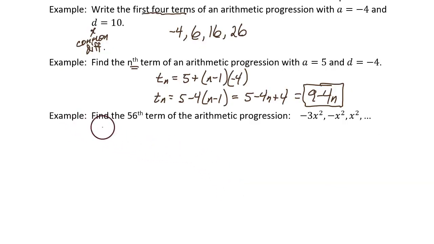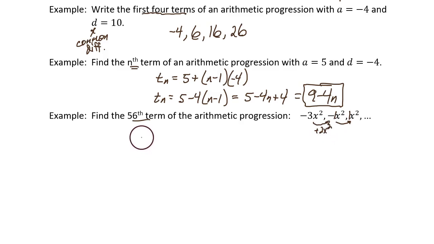And now the last example. Find the 56th term of this arithmetic progression. -3x squared, -1x squared, 1x squared, and so on. Do you recognize how it's changing from term to term? Every term has an x squared in it, and the coefficient is increasing by 2. From term to term, it's increasing by 2x squared.